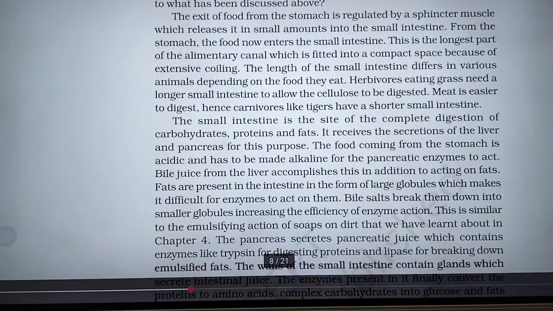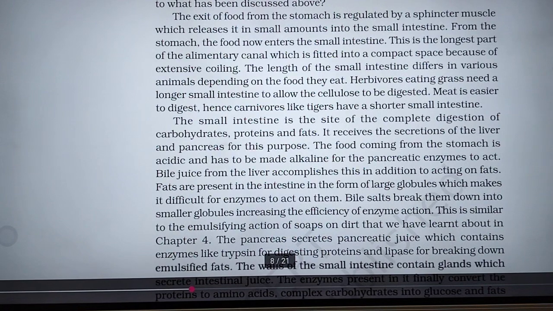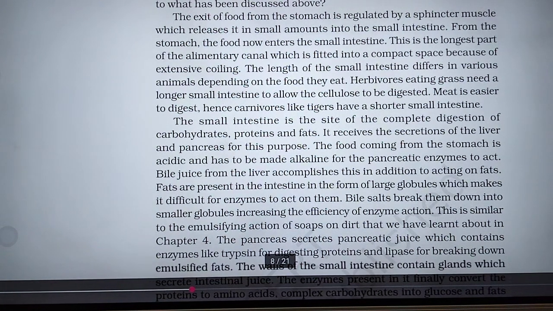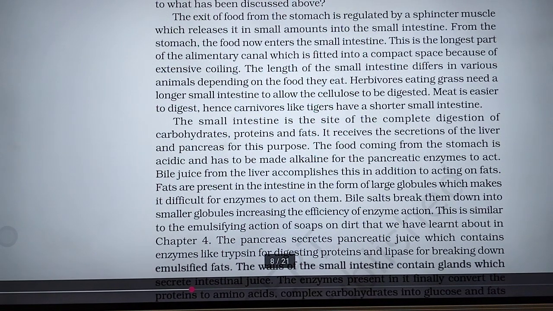So meat is easier to digest, since carnivores like a tiger have a shorter small intestine. That's why carnivores like the tiger and lion have a shorter small intestine. The small intestine is the site of the complete digestion of carbohydrate, protein and fat. Only carbohydrate, protein and fat, not the cellulose.